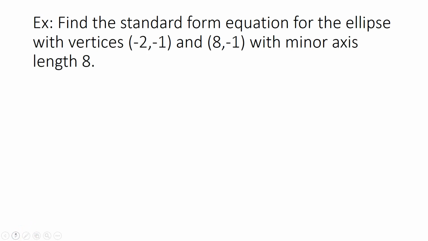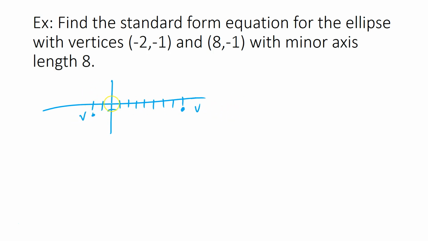Find the standard form equation for the ellipse with vertices 2, -2, -1, and 8, -1 with minor axis length 8. Well, let's draw a picture, because I sure think that's going to make things easier. So let's see, we need -2, -1, and we need 8, -1. So right away, I think we can find our center, right? How far away are my vertices, right? These are the vertices at the end of the major axes. I'll put V's there so we know what they are.